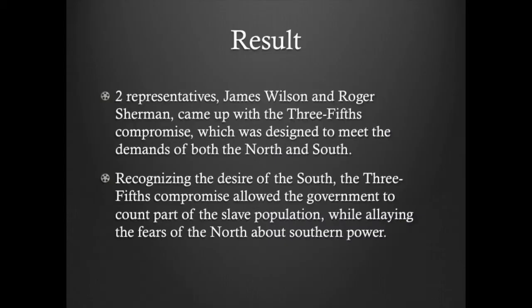As a result of the Three-Fifths Compromise, there were two representatives by the names of James Wilson and Roger Sherman who came up with the Three-Fifths Compromise, which was designed to meet the demands of both the North and the South. Recognizing the desire of the South, the Three-Fifths Compromise allowed the government to count part of the slave population while allaying the fears of the North about Southern power.